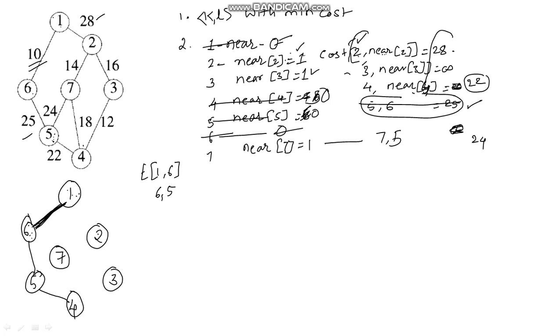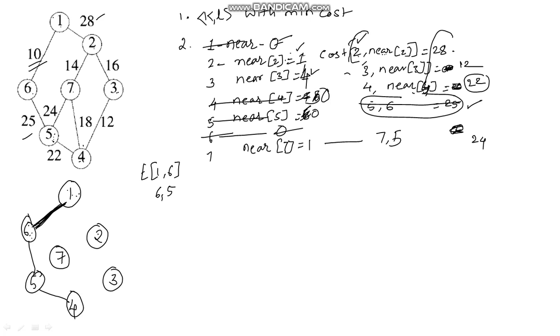Now again we have to update the near values. Near of 2 was previously 1, and adding 4 does not change that, so it will remain near to 1 only. For 3, previously 3 was near to 1, but 3 is now near to 4. So near of 3 will now be 4, and cost of 3 comma near 3 will now be updated to 12.